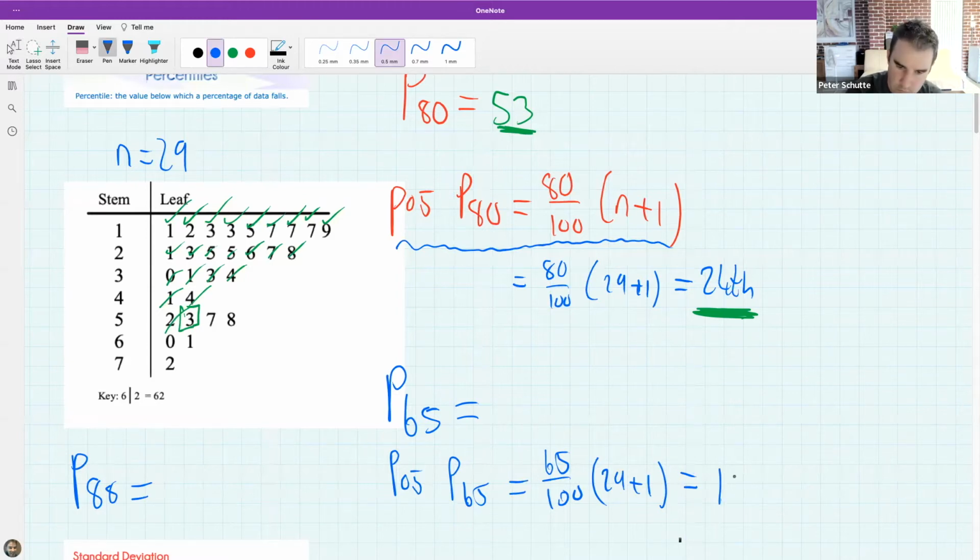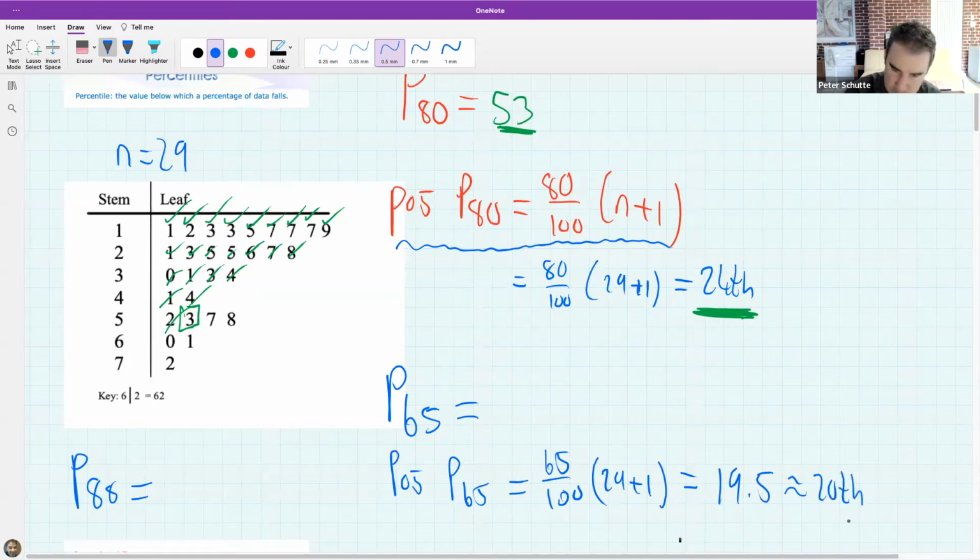Yeah, so because it's 19.5, we're going to say it's the 20th position. So we round it up. And so this is important. This is the difference between quartiles and percentiles, where for percentiles, we're rounding off using the normal rules of rounding. Where is the 20th position?